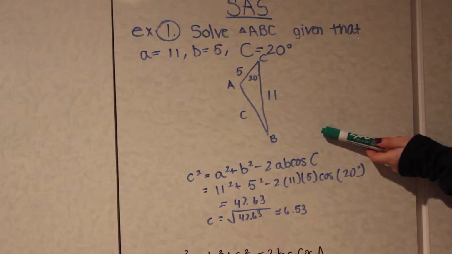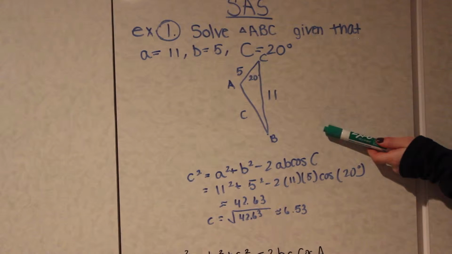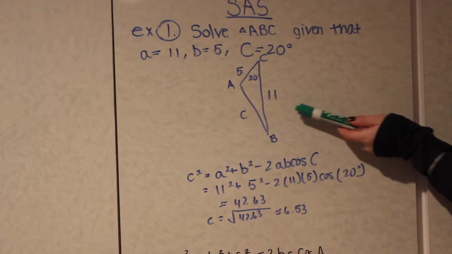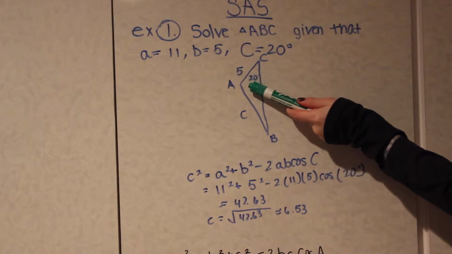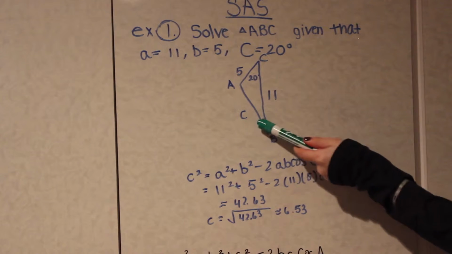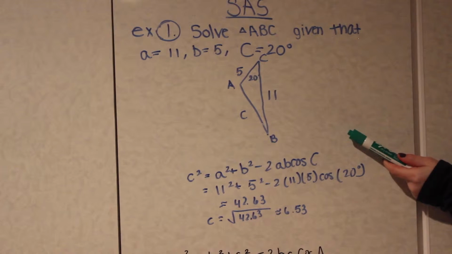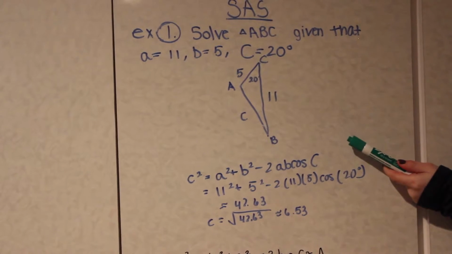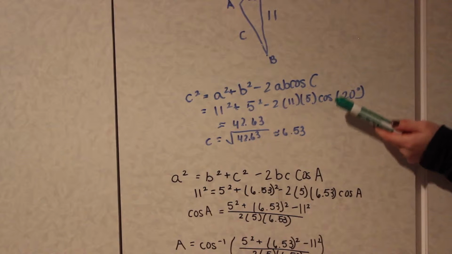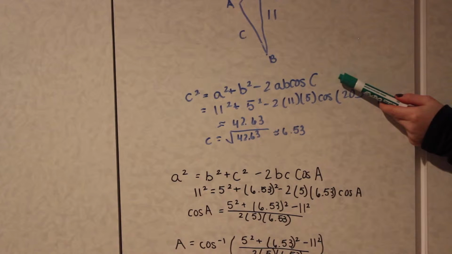This is an example for solving a triangle with the law of cosines with side angle side. You're given sides A and B and angle C, so therefore you will be solving for side C. Once you solve for side C, you're going to use all three sides and solve for each of the angles separately. Use the law of cosines equation to solve for side C.